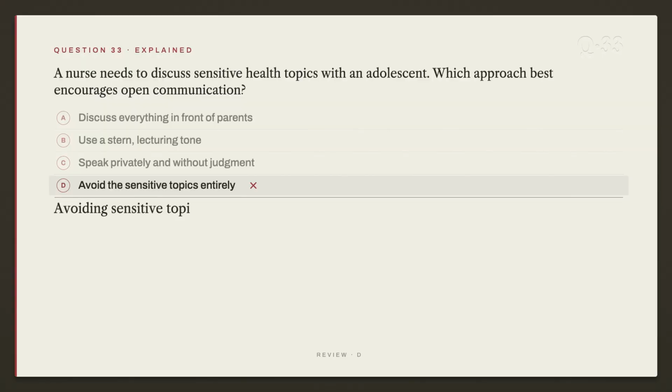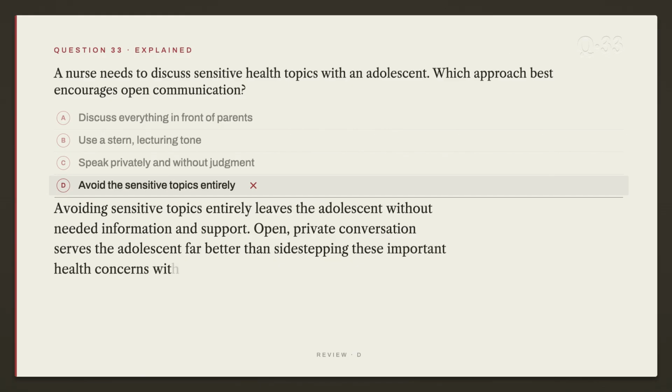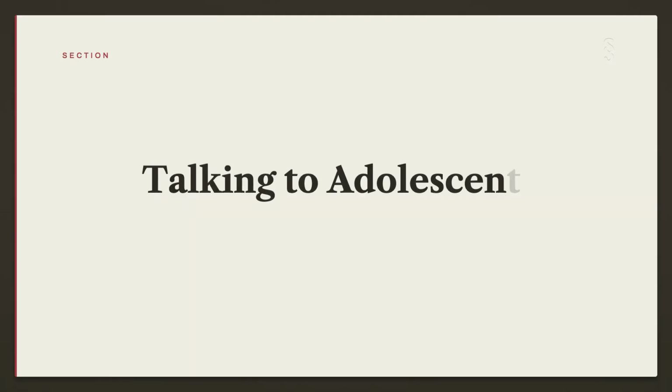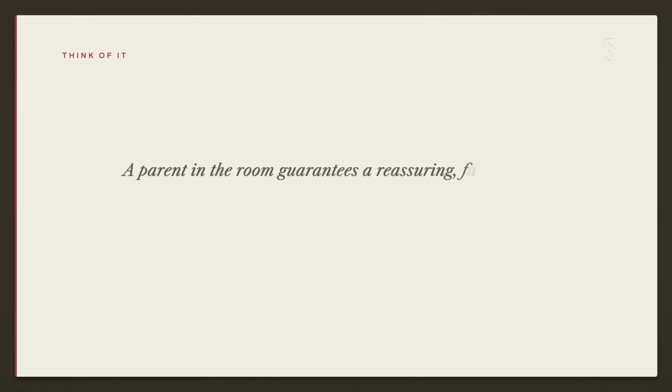D is wrong because avoiding sensitive topics entirely leaves the adolescent without needed information and support. Open, private conversation serves the adolescent far better than sidestepping these important health concerns with them altogether. Getting honest health information from a teenager depends on 2 conditions: privacy and the absence of judgment. Both exist for the same reason: to get accurate answers about behaviors that carry real health consequences.